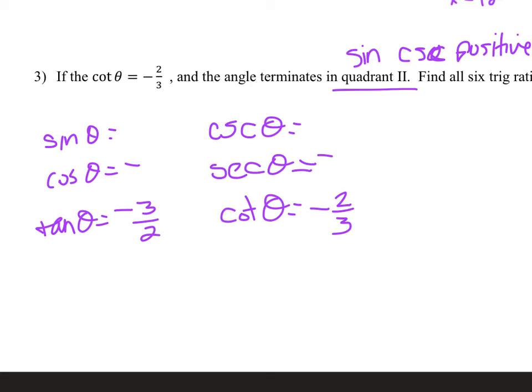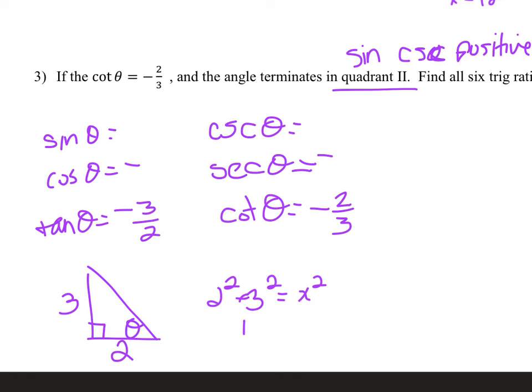Now we have to figure out the other side. So I am going to do this down here. I'm going to have a slight mess of my hands here in a minute, but whatever. All right, so this is theta. Cotangent is adjacent over opposite, so adjacent is on the top and opposite is on the bottom. Okay, so now 2 squared plus 3 squared equals the hypotenuse squared. So 4 plus 9 is 13. So x is the square root of 13.